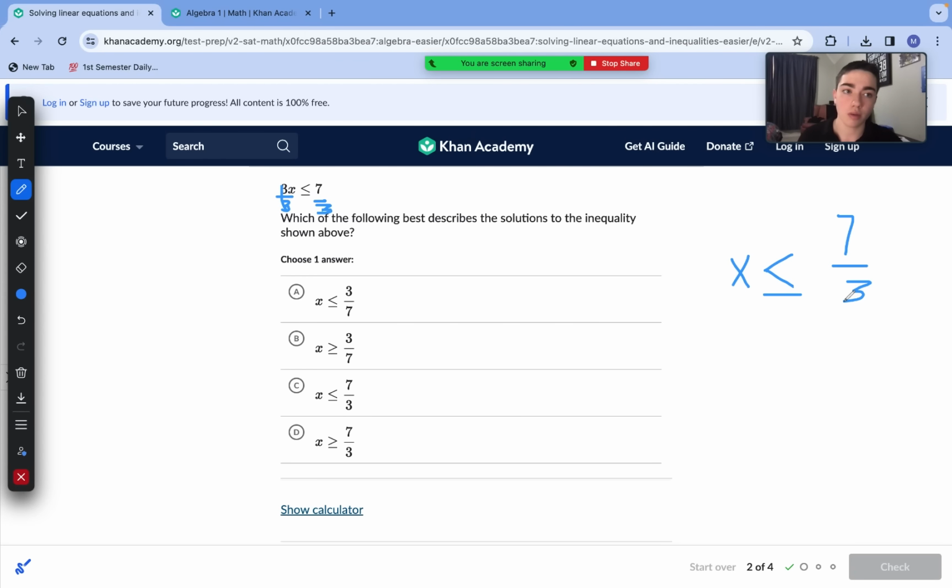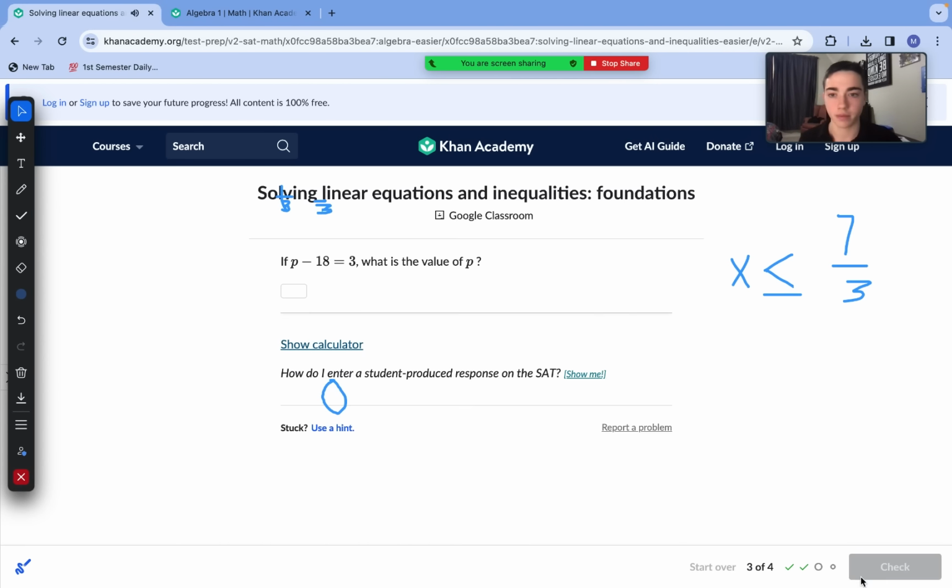Inequality signs only switch when we multiply or divide by a negative number. I'm sure we'll see a question like that later on. But here we have x is less than or equal to 7 over 3. And we look for the answer that best matches that. They're just looking for our sign, less than or equal to right here, and then to make sure we have our 7 over 3. So answer choice C is the correct answer here.